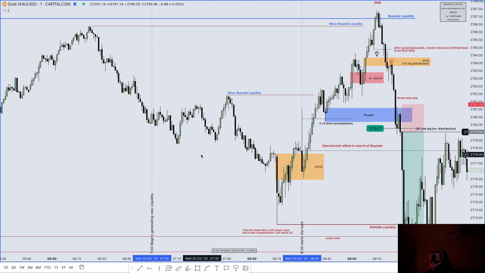It's okay. But this is the most exciting part, and today you'll see why that is, okay? So 7 o'clock begins, and new liquidity is being generated in the market. So you have a high and a low that's being created, liquidity that's being generated between 7 o'clock and 8:30.